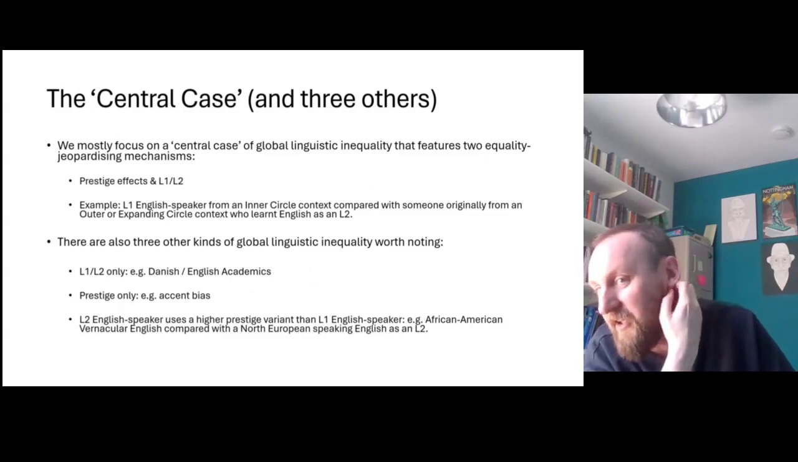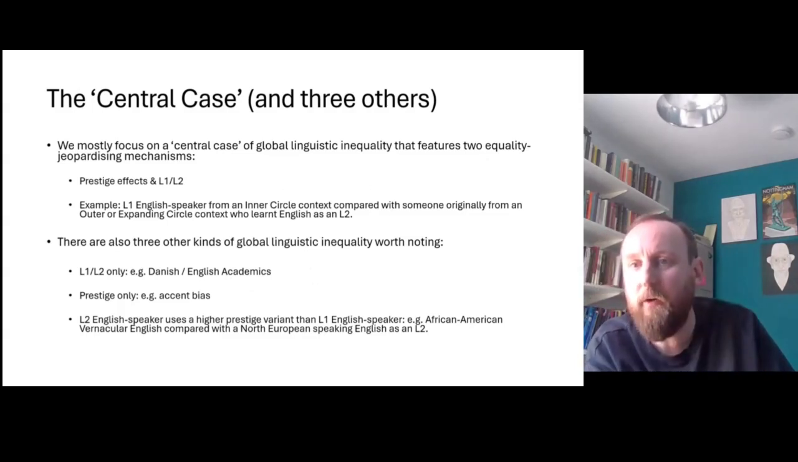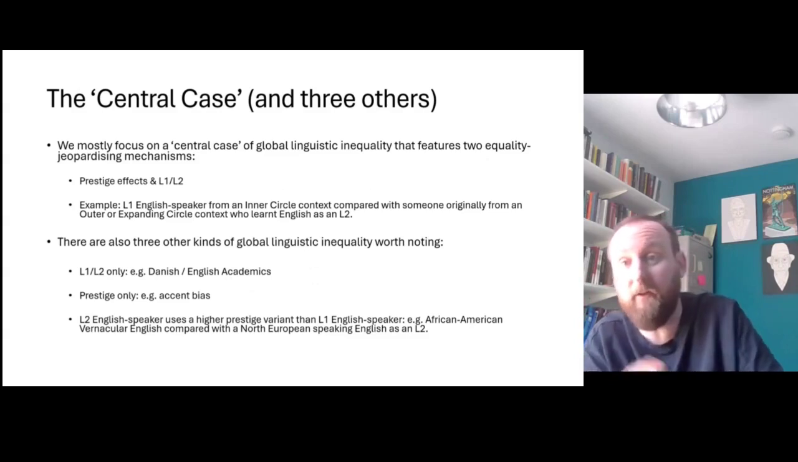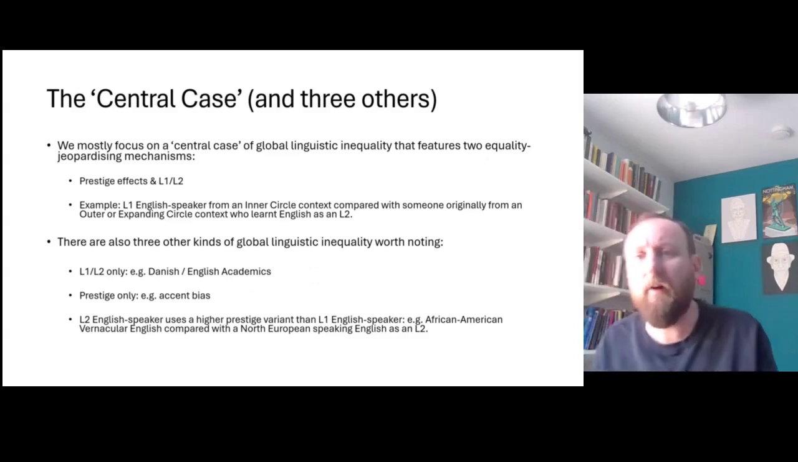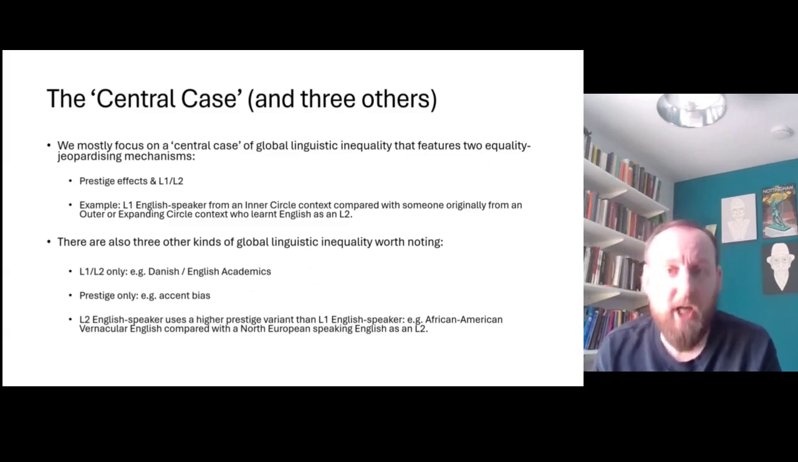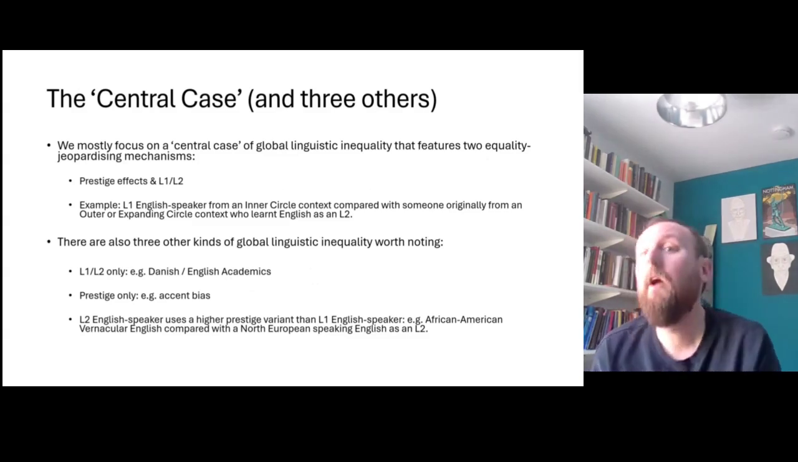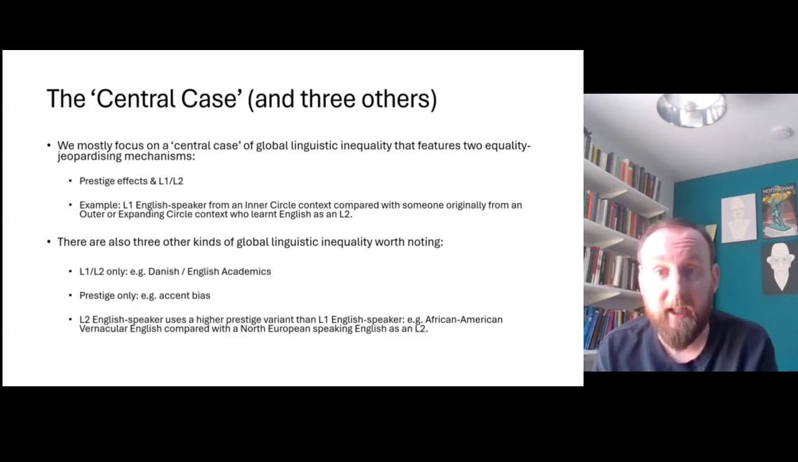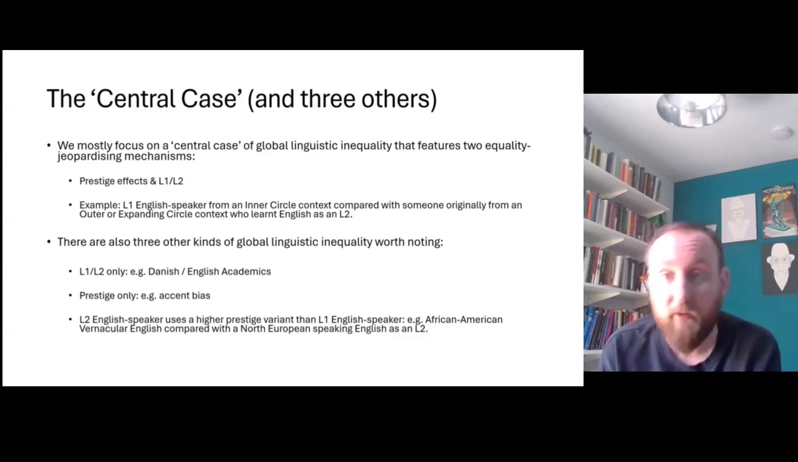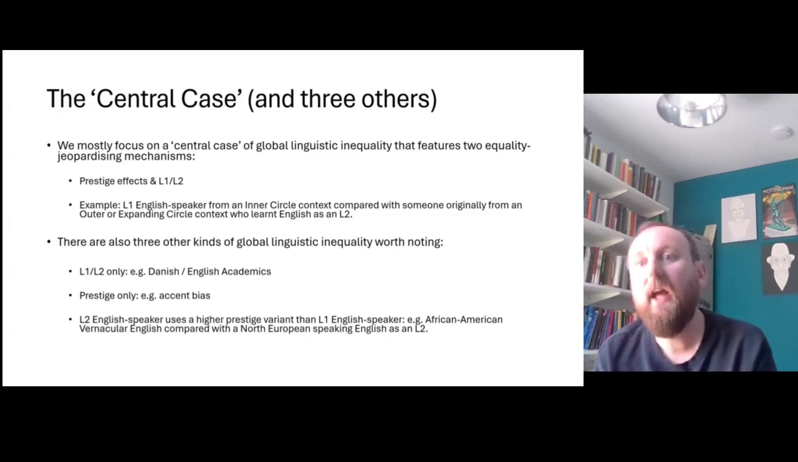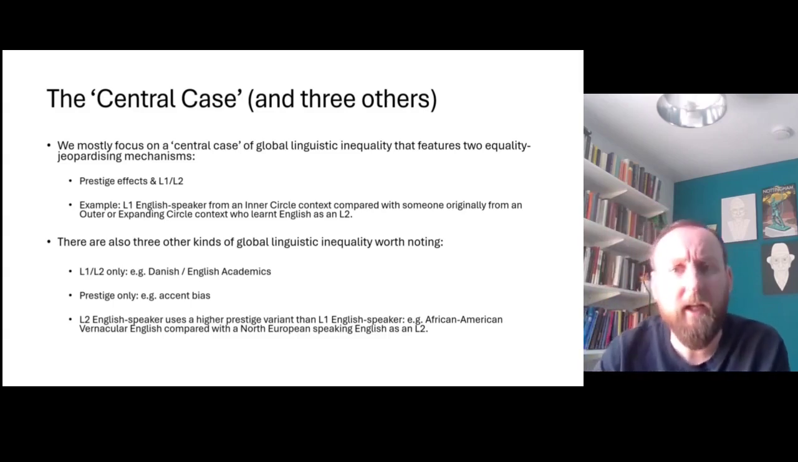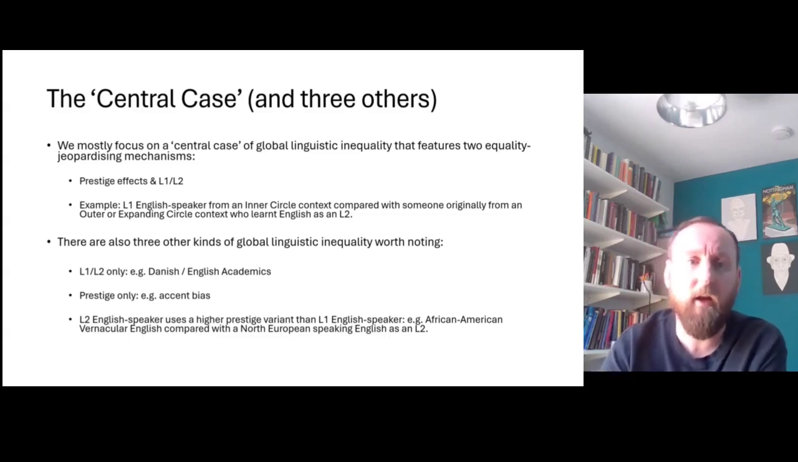Right, so to focus attention in the rest of the discussion, we're going to focus quite a lot on what I'm going to call a central case of global linguistic inequality. A central case amongst two speakers of English, defined as I did before. And what happens in a central case is that there are two simultaneous equality-jeopardizing mechanisms in play. One of these mechanisms has to do with prestige, with the fact that some varieties of English are perceived as more prestigious, at least in some settings, than others, and some as less prestigious. And the other equality-jeopardizing mechanism we have in mind has to do with whether or not you're speaking English as a first language or if it is an L2.